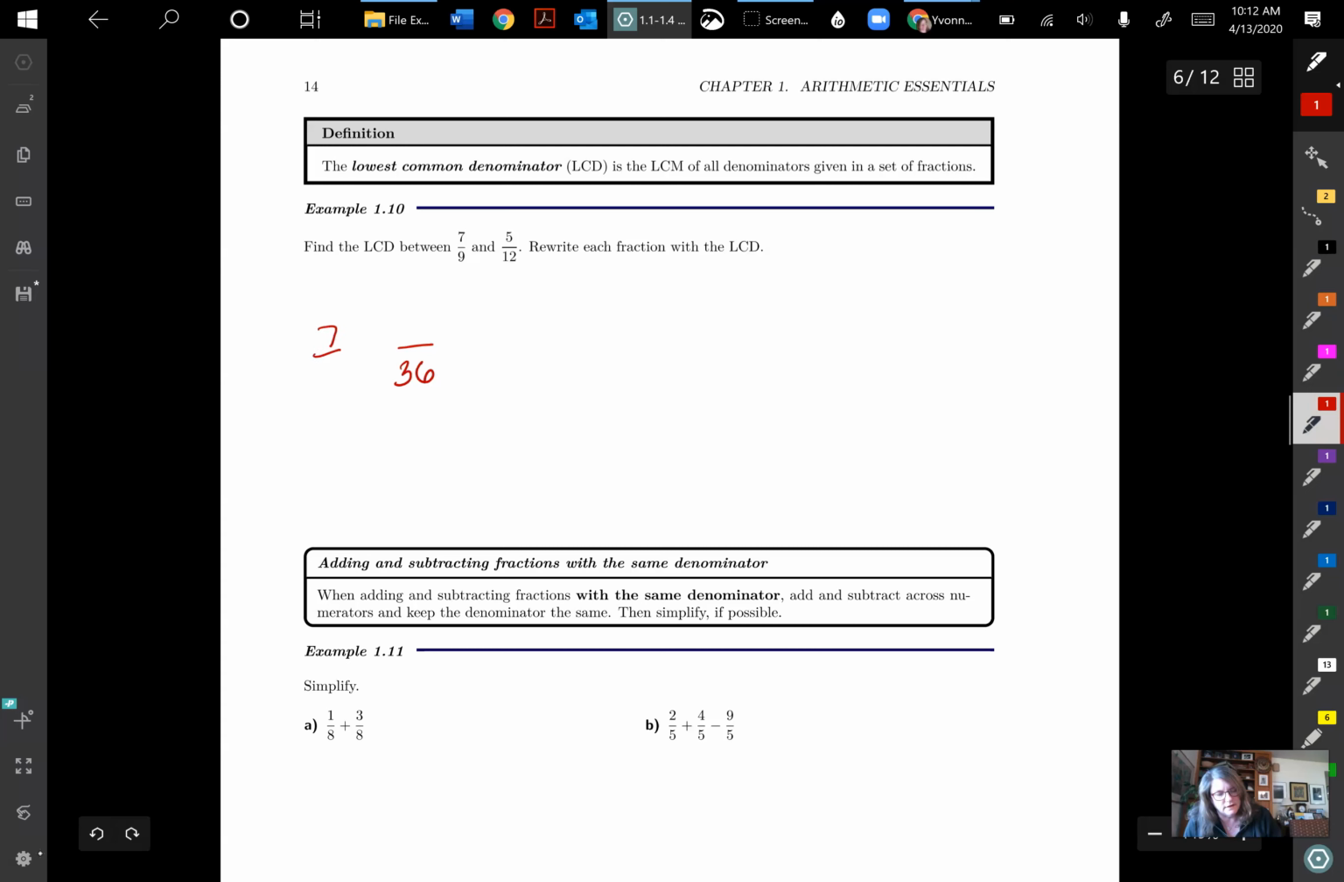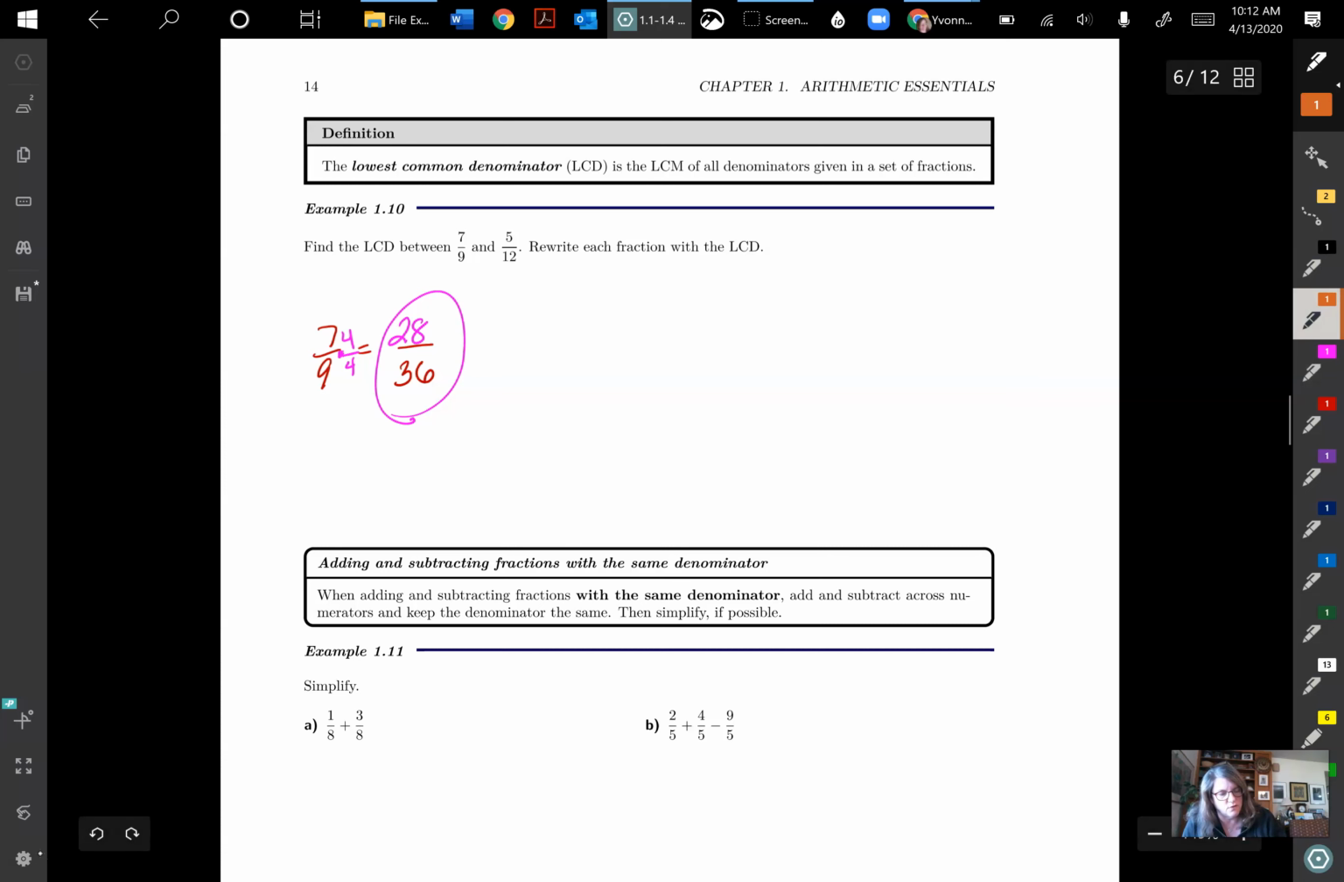So I'm going to say 7/9 equals how many? 36. So for getting 36, 9 times 4 is what I would do. So I'm going to multiply top and bottom by 4. So 7 times 4 would be 28. So that's my equivalency, my equivalent fraction. They are the same value. They're just broken up into different partitions.